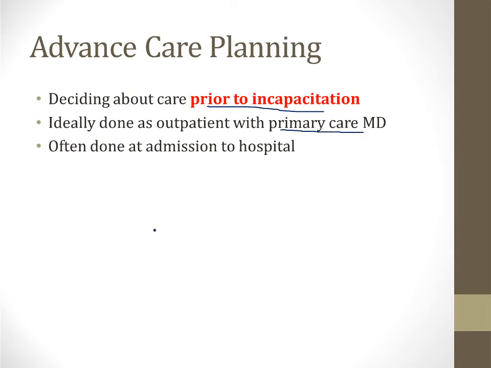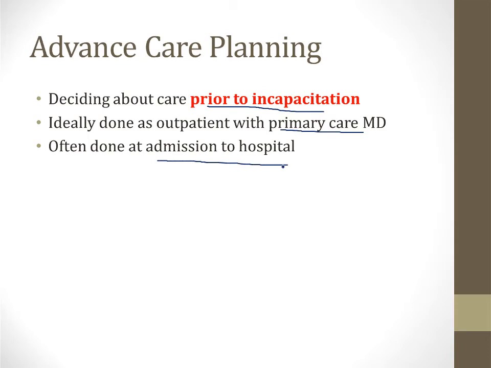So, for example, if a patient has been seeing Dr. Jones for primary care for decades and decades, ideally, Dr. Jones will talk with that patient at some point in time and write down in the chart what that patient's wishes are in terms of resuscitation, intubation, and other aggressive care measures. Now, many times this doesn't happen, and in that case, it's often done on admission to the hospital.